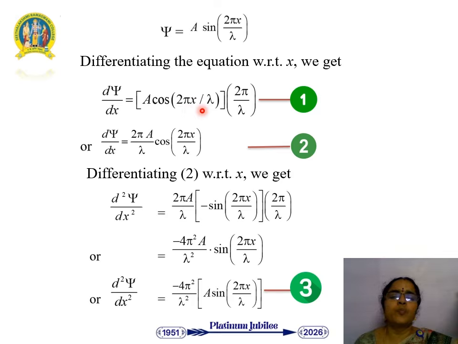Now, this 2 pi x by lambda having x is to be differentiated. On differentiating that, we will get 2 pi by lambda. x will become 1. So, this equation 1 will be obtained. Rearranging this equation, we will get equation 2. Now, we are going to differentiate equation 2 with respect to x. The same procedure we can follow. So, the final equation which is rearranged is equation 3.